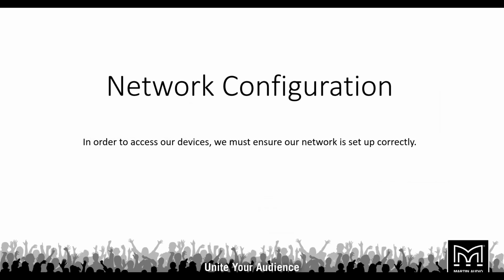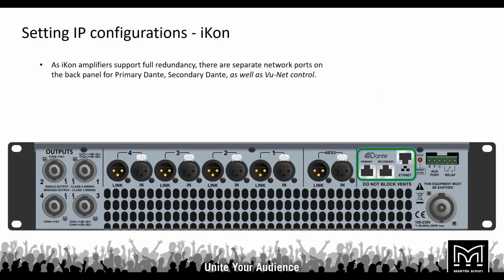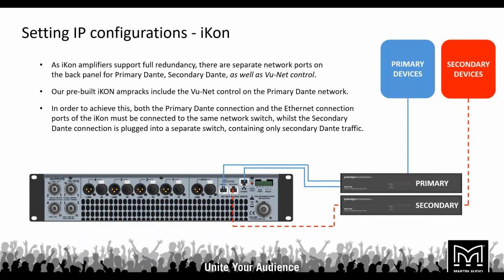So we have a quick look at network configuration for devices. So here I'm talking about the Ethernet connection that we're going to plumb in to talk to VNet. So as I mentioned, iKon amplifiers support full redundancy. There are separate network ports on the back panel for primary Dante, secondary Dante, as well as VNet. So common practice would be to include the VNet control on the primary Dante network, as shown here. So to achieve this, we simply plug 2 Cat5 cables or Cat6, whatever we like, into one switch, feeding from the Ethernet port on the iKon as well as the primary Dante, and then a completely independent network running the secondary Dante or the redundant Dante.